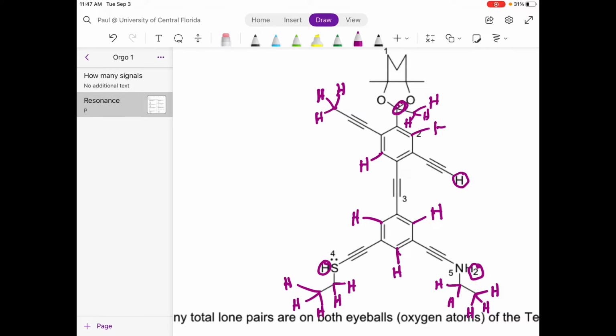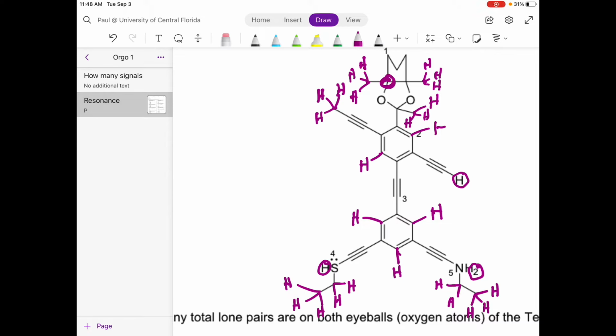Is there hydrogen on that carbon? No, there's not, because there's already 4 bonds. 1, 2, 3, 4. So we have 3 coming off of here. We have 3 coming there.